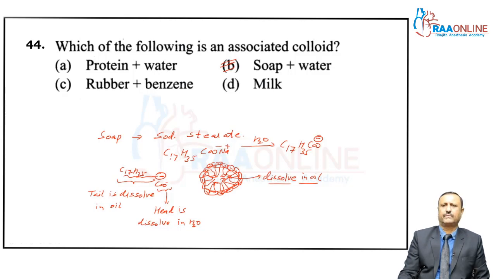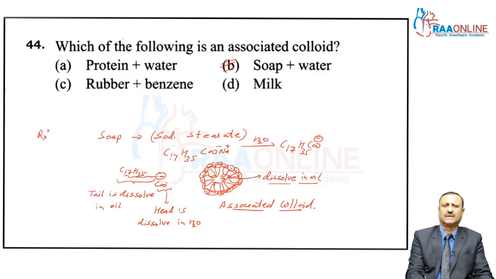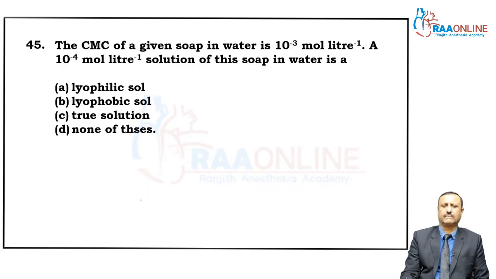This type of colloidal particle is called an associated colloid, and this associated colloid is formed by soap and water. These are the reactions, my dear students, with the concept. Now, we can go to question number 45.